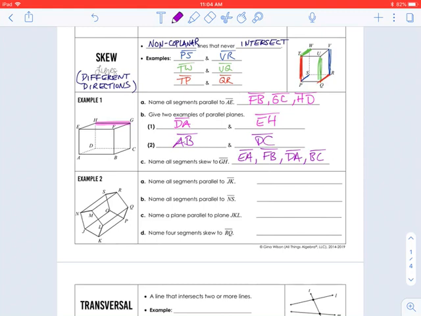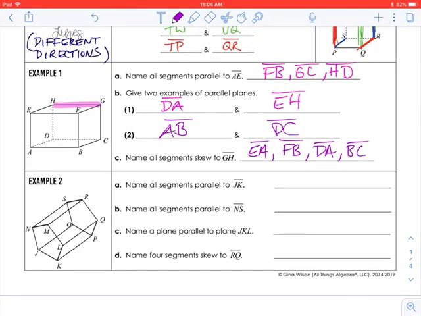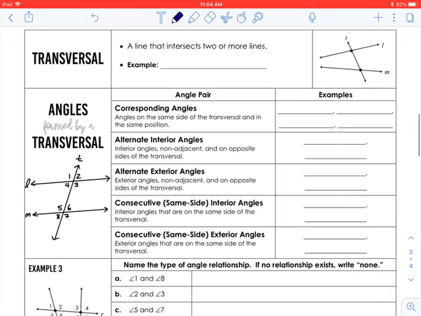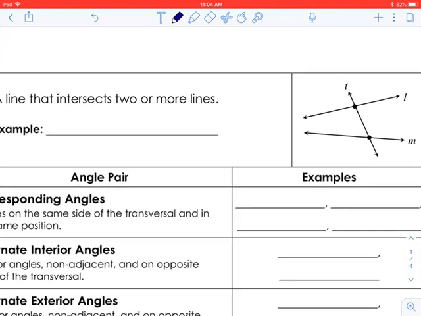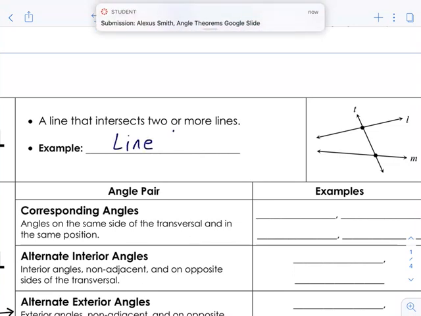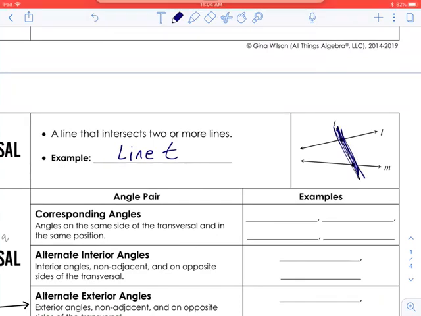Okay, and then for the bottom, we have another practice, but we're going to go ahead and go to the back side to talk about transversals. So a transversal is a line that intersects 2 or more lines. So in this case, T is the transversal. Line T is the transversal because it's cutting through 2 different lines.